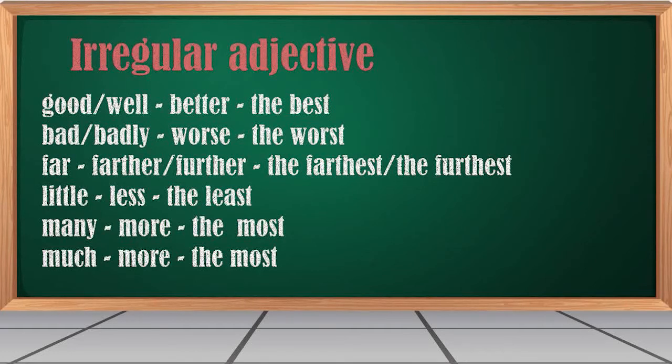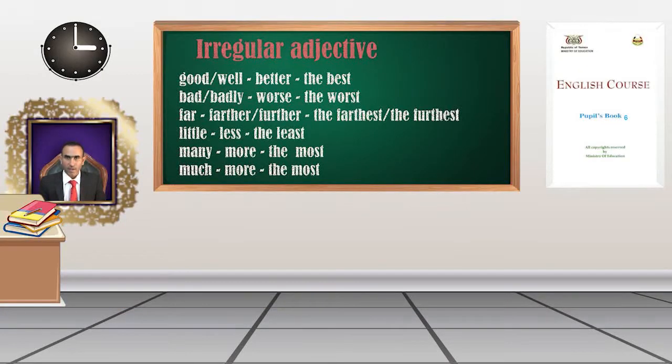Bad, worse, the worst. Or badly, worse, the worst. Far, farther, further, the farthest, the furthest. Little, less, the least. Many, more, the most. Much, more, the most. All of them are irregular adjectives and they don't follow the rules we talked about before.